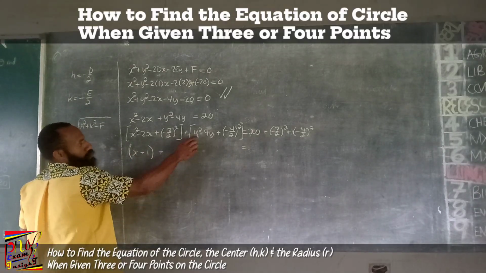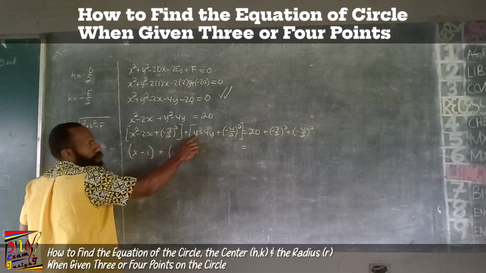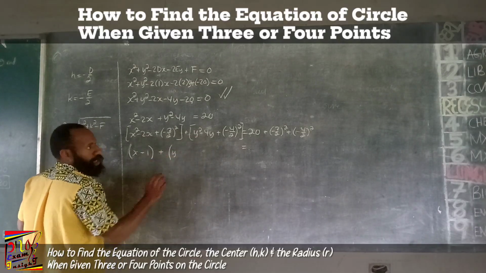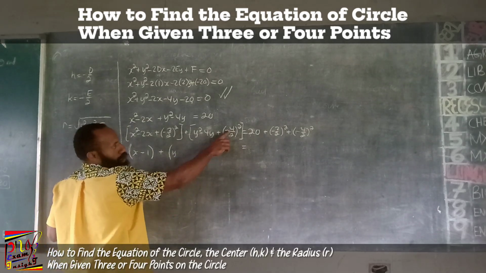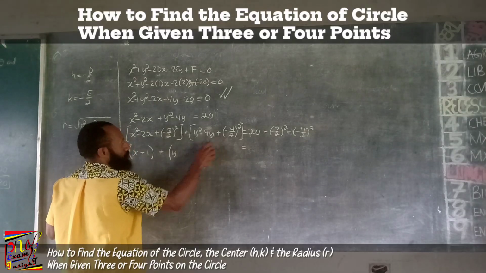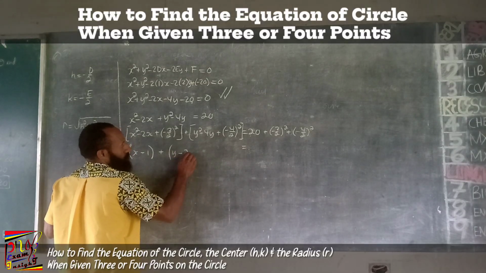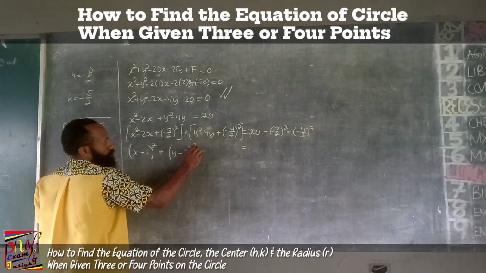And then plus for y, same thing. Look at it. Y squared, you just write y. And then here, the coefficient minus 4 divided by 2 is minus 2. So you just write this one. Okay, all squared, all squared.